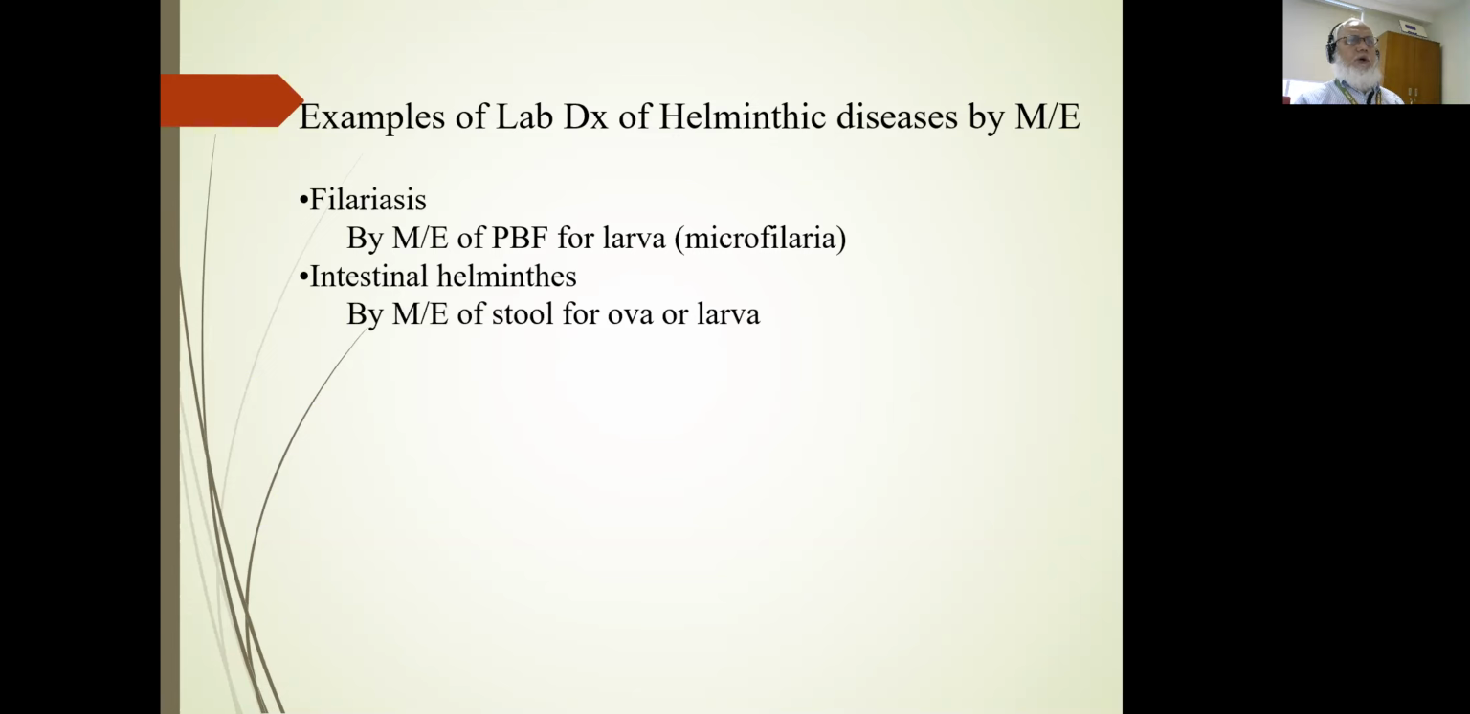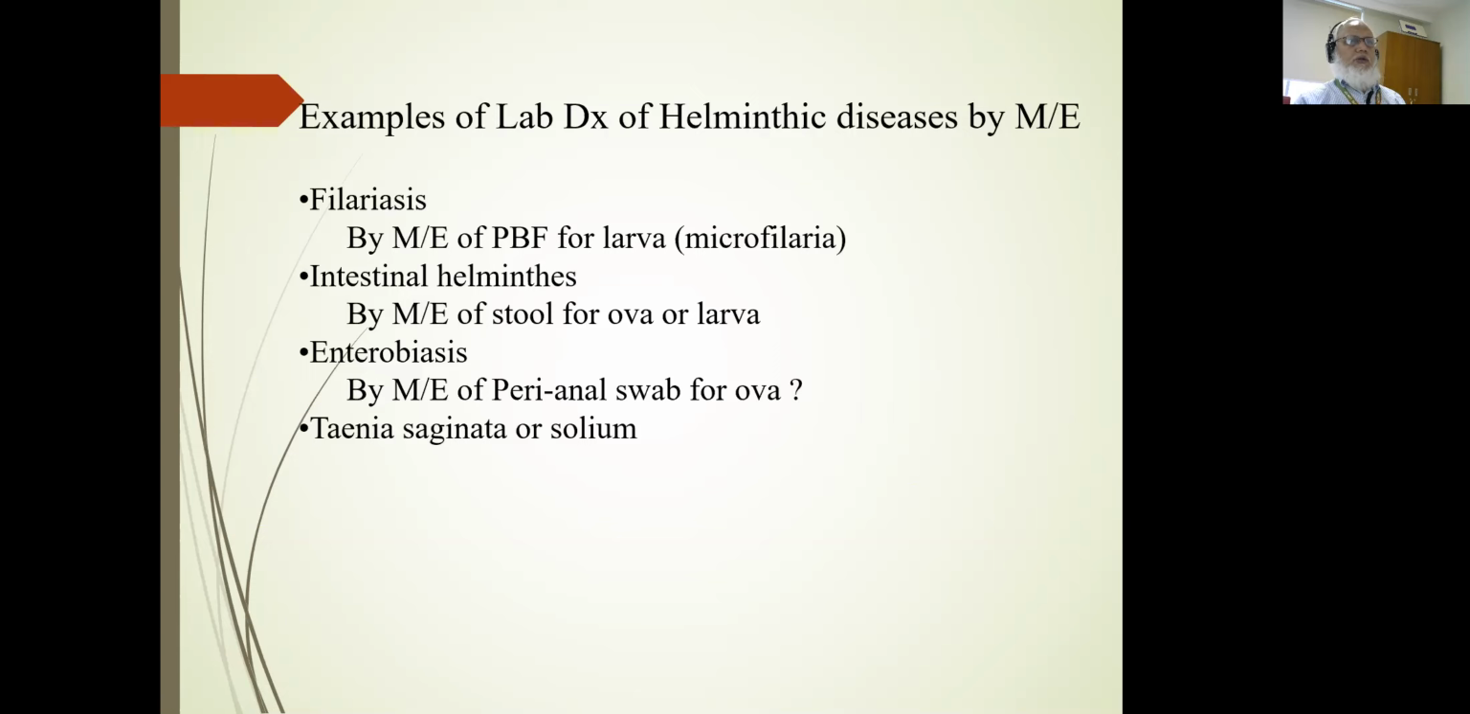Intestinal helminths, almost all can be diagnosed by microscopy of stool for ova or larva. Enterobiasis, you need a perianal swab, but microscopy is common. Why perianal swab? Because Enterobius vermicularis lays eggs outside the intestine, in the perianal region.